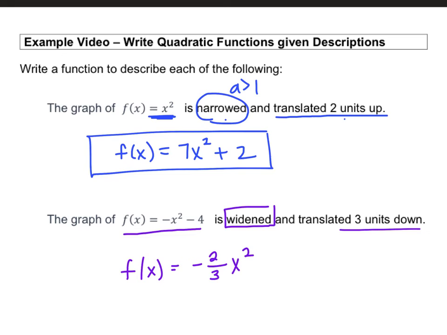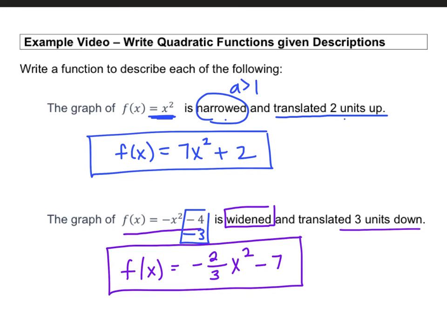Translating 3 units down, now it's 3 units down from where it's at. It's already at a negative 4, and so we have to go down 3 units. So we got to do a little bit of math here. What's negative 4 minus 3? That is a negative 7. This equation, this function that we just wrote, will be a wider graph because of our a value, and it's going to translate 3 units down from what they gave us.